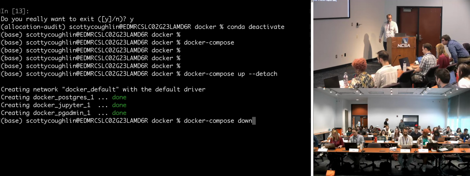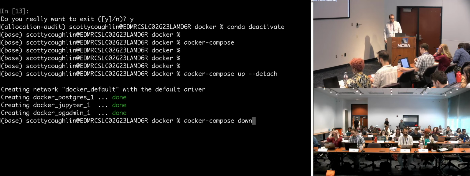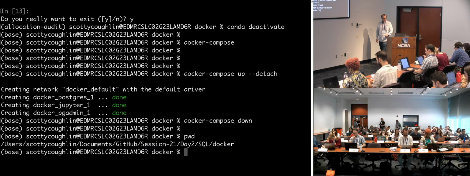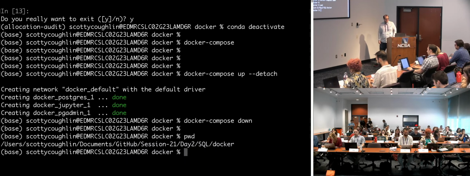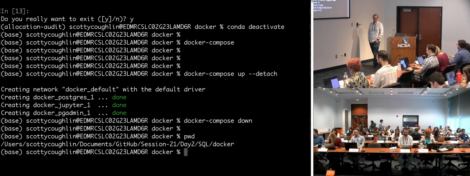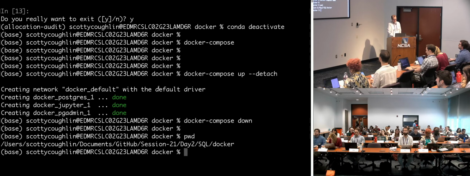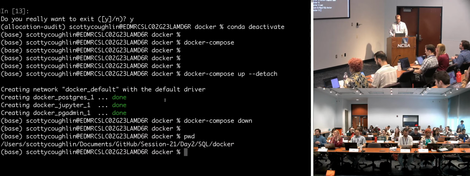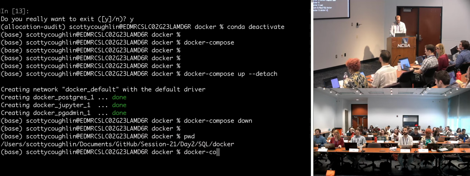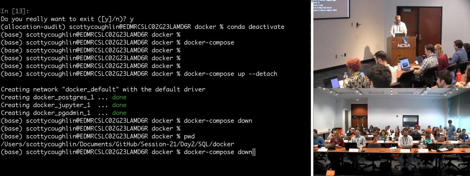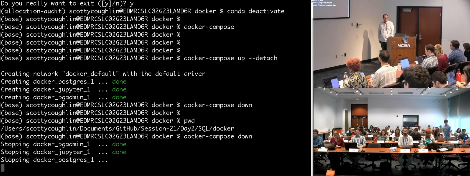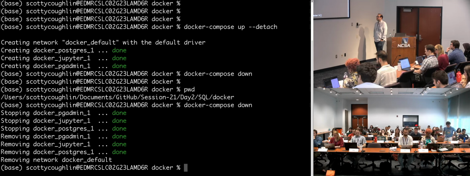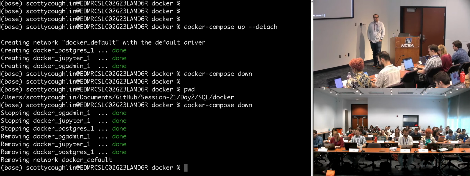So for folks who navigated themselves to the day 2 SQL Docker folder and successfully ran the docker compose up command, you may have seen something that looks like this. What I'm going to ask you to do now is the following two steps. Go ahead and run docker compose down. You should see something like this.